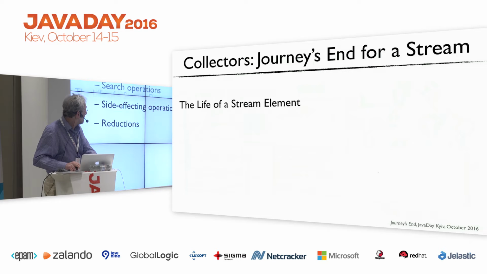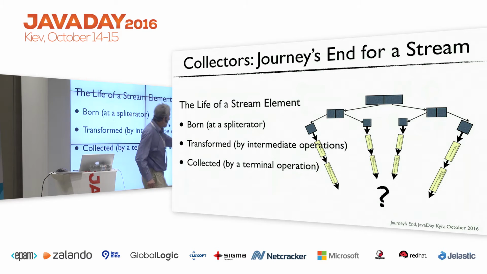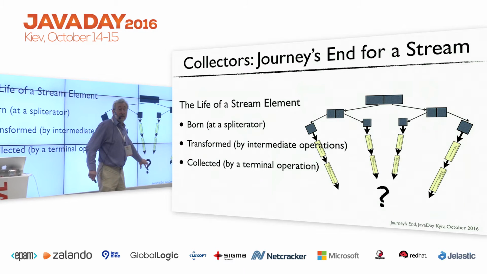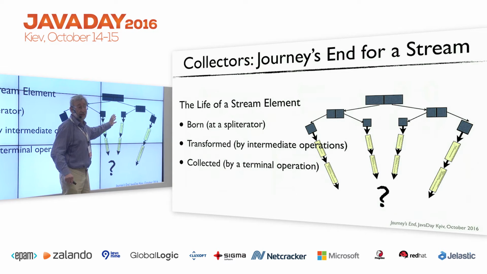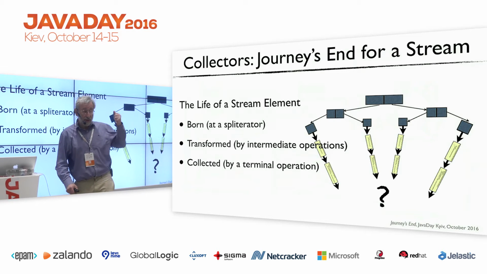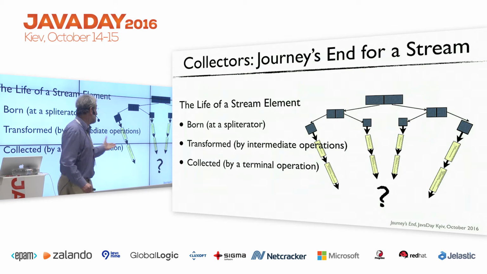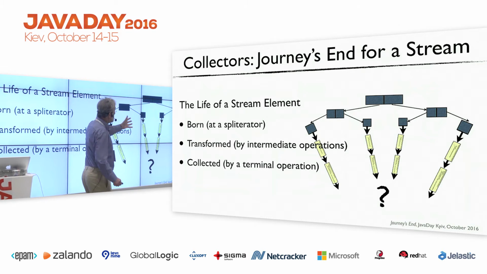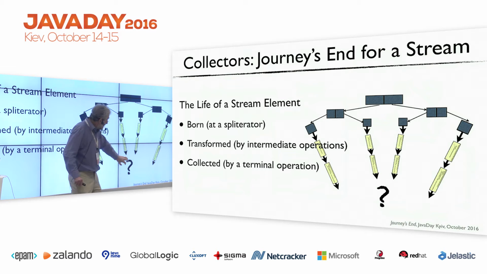Right. So the way that streams work is that all the intermediate operations are lazy, and the split operator is lazy. The terminal operation is the eager thing. It's not until the terminal operation begins that values are pulled down the stream. In this case, what we have here is a picture of parallel streams, but the model's the same for sequential streams. It's the terminal operation which pulls values down.